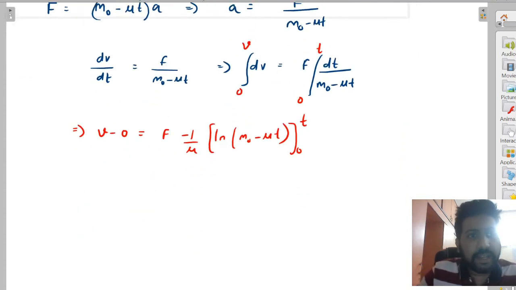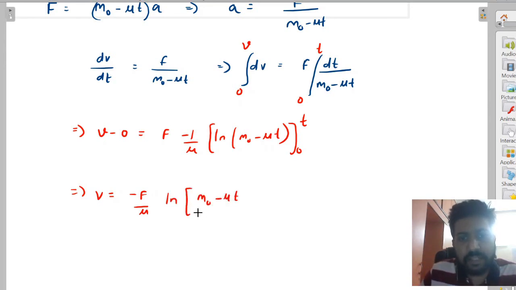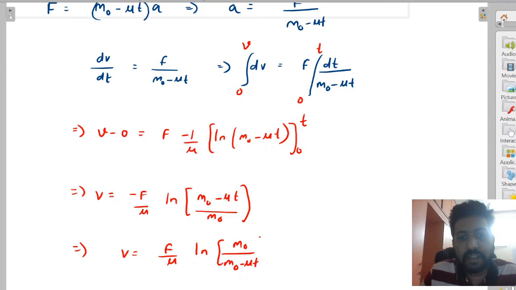From this you will get V is equal to minus F by mu ln (m naught minus mu t) divided by m naught, or you can say V is equal to F by mu ln (m naught upon (m naught minus mu t)). What we have done here, we have just put in the limits, first the upper limit, then the lower limit, and then log a minus log b is log a by b. So you have got the function of velocity.